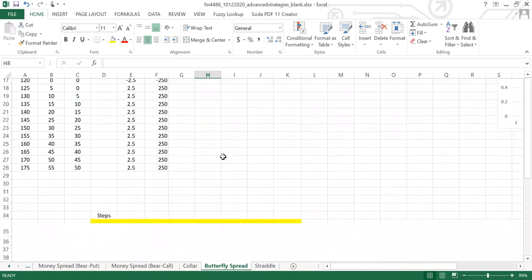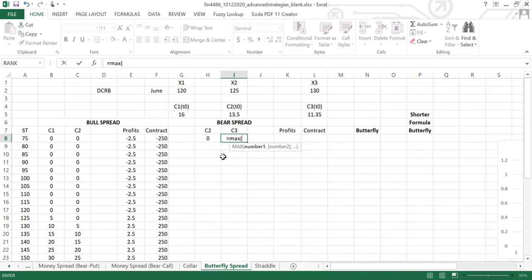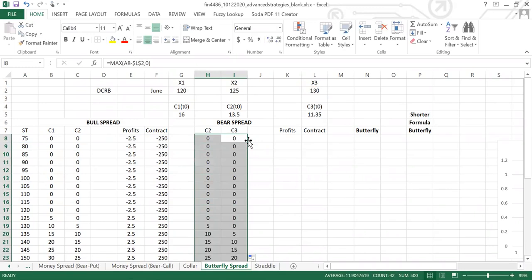So step 1, following our steps, get the intrinsic values. The intrinsic value of call option 2 is just the stock price minus the strike price 2, and we lock that or 0. And the intrinsic value of the call option C3, which has strike 3, is basically the stock price minus the strike price 3, and we lock that or 0. Then we just scroll those down, and next we get the profits.